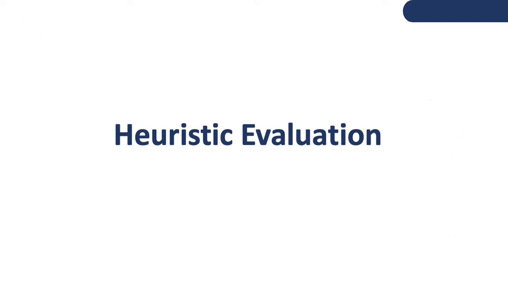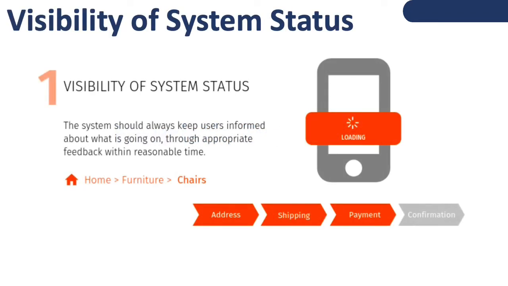So now we have covered the basics. Let's start with the heuristic evaluation in actual. We will be discussing 10 points as described by the Nielsen heuristic evaluation process. Start at number 1.